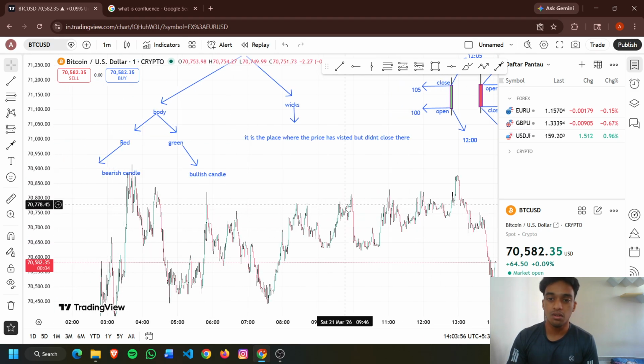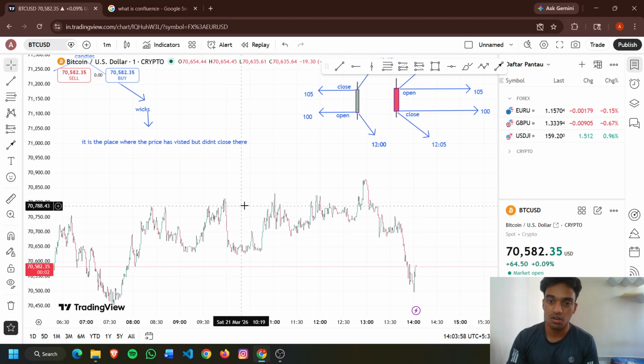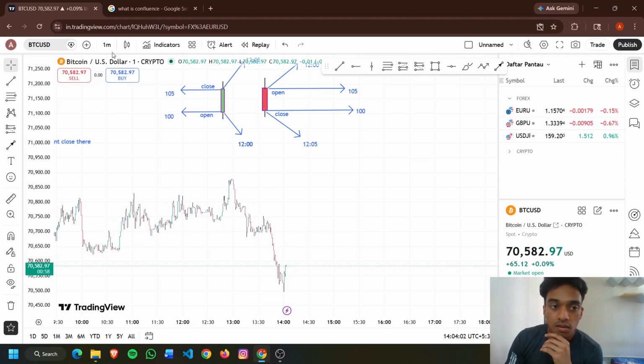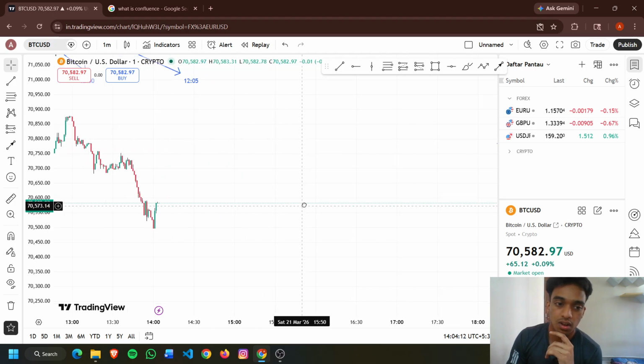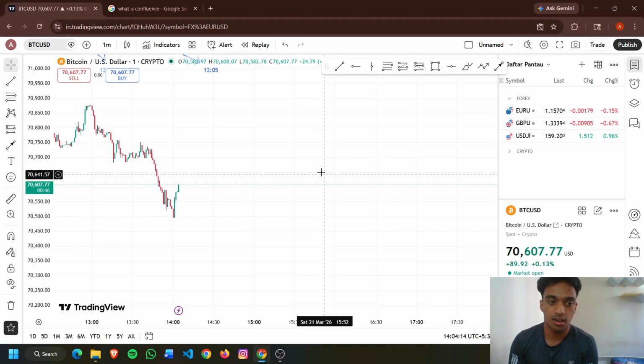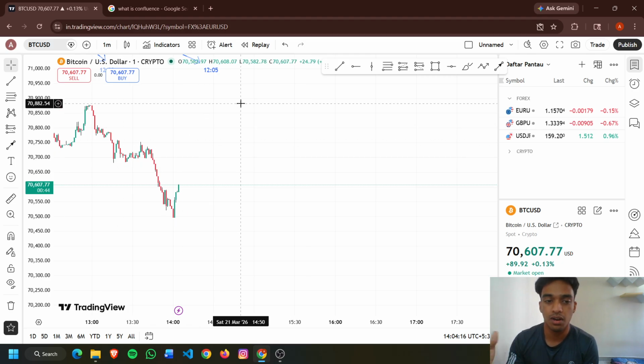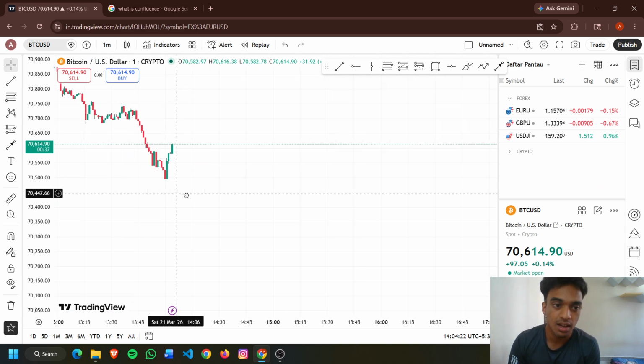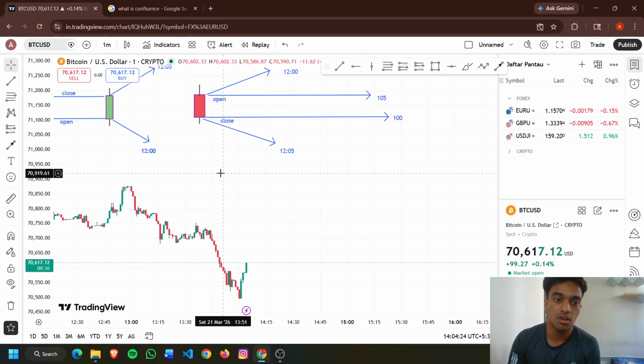Now we'll talk about what is the body and what is wick. So first of all, this part is called time frame. Right now it is running in a 1 minute time frame. This is Bitcoin and US dollar crypto. Today is a Saturday, so no other markets run. Only Bitcoin runs on Saturday and Sunday as well. So I'll show you a live example of how the market moves.